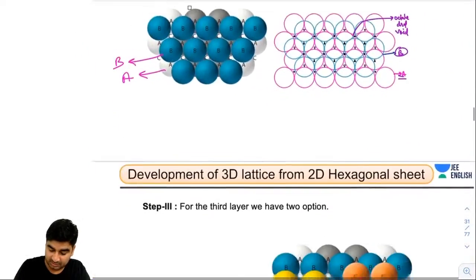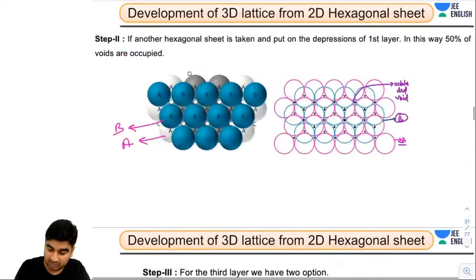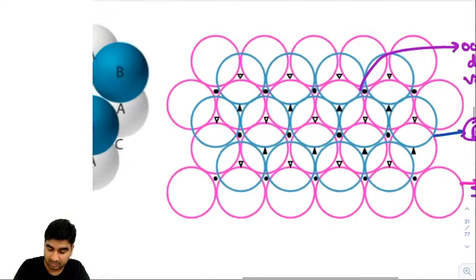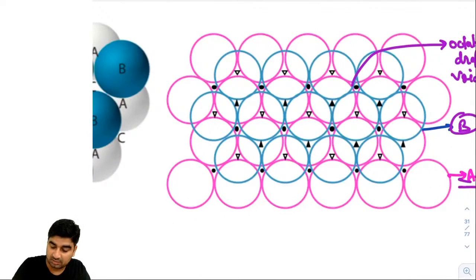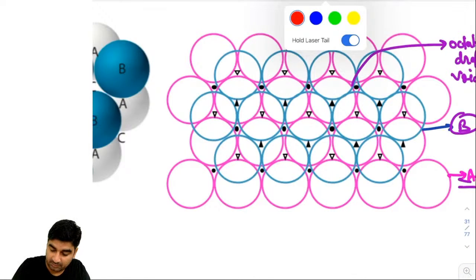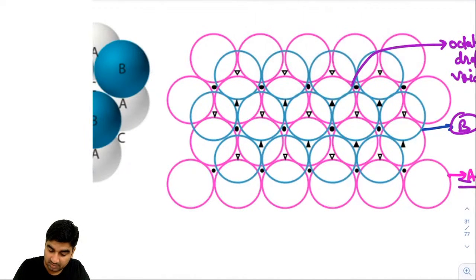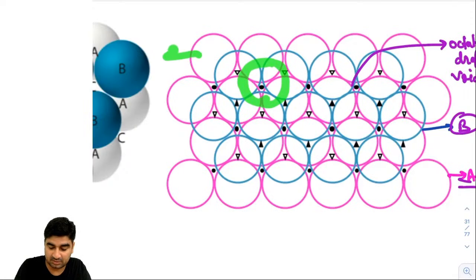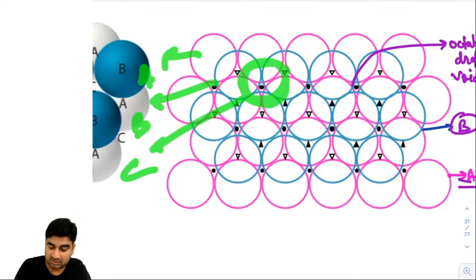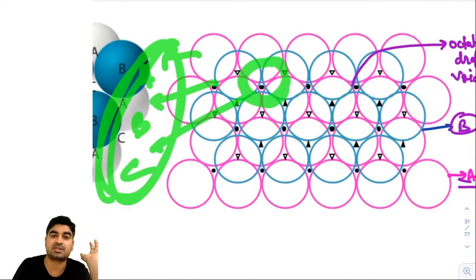So this layering style is AB, and for the third layer we have now two options. And what are those options, guys? Now if I'm talking about the third layer, I can place it here. If I'm placing the third layer here, then you can easily observe that this is A, this is B, this would be C, because this third layer is neither over A nor over B. It is totally a different layer. So this arrangement is called ABC ABC layering.